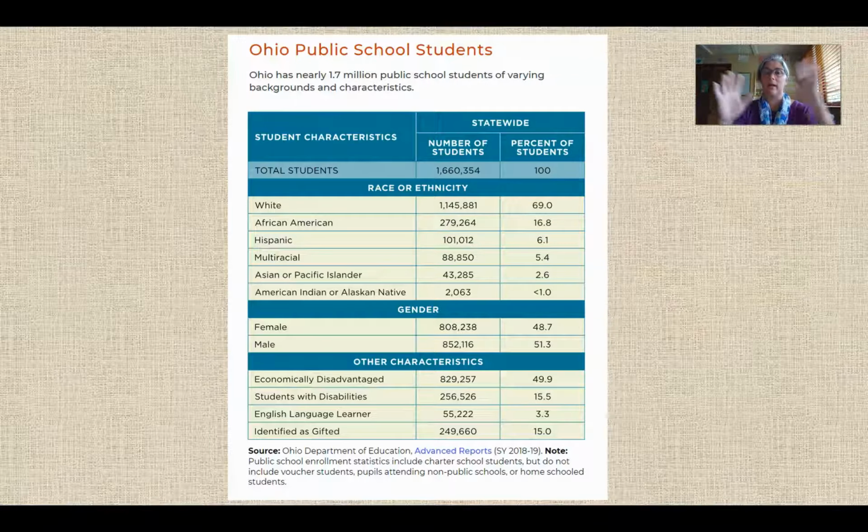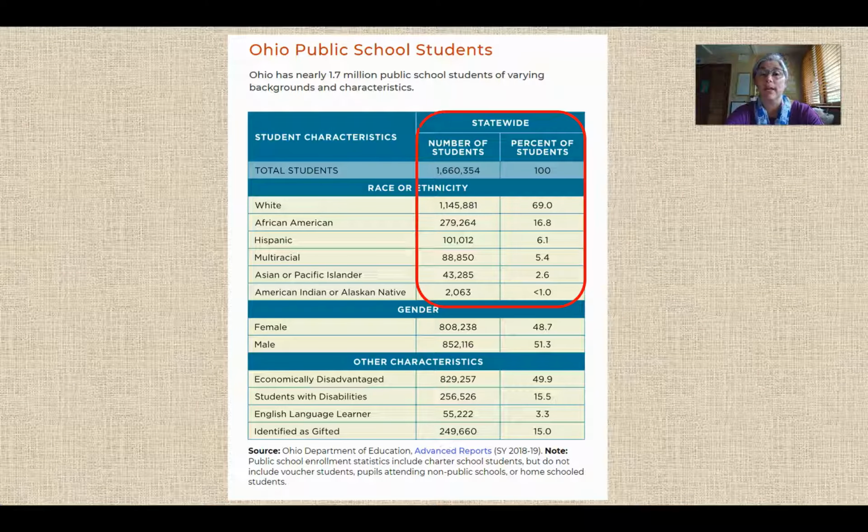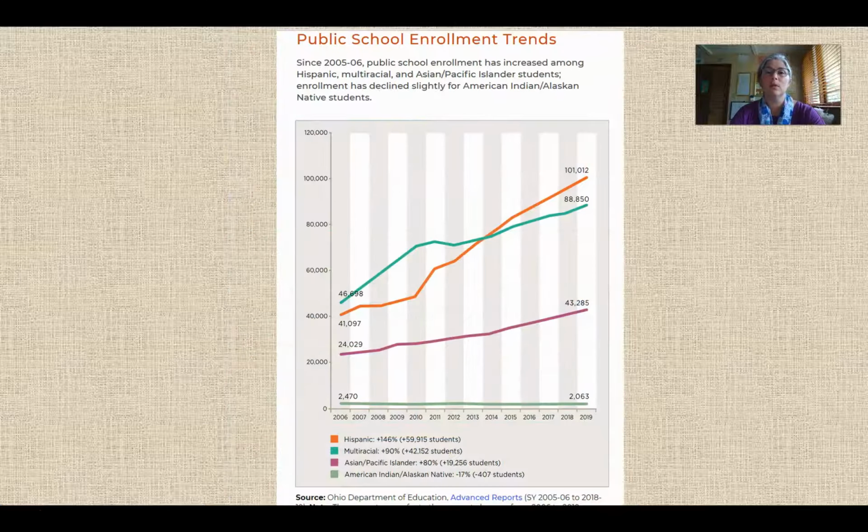Let's look at Ohio as a state. So here you can see the race or ethnicity of the public school students in Ohio. You can see it's 69% white, which obviously means it's about 31% minority students. What else can we see in our data? This is also for Ohio, just the state of Ohio. You can see an increase in minority students over time.